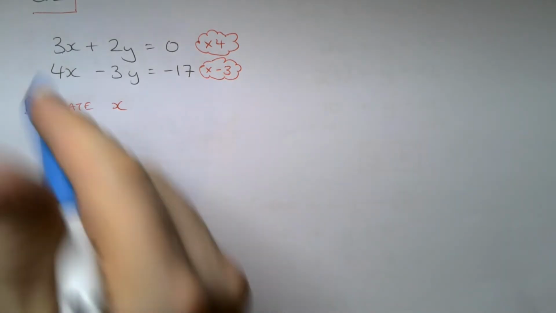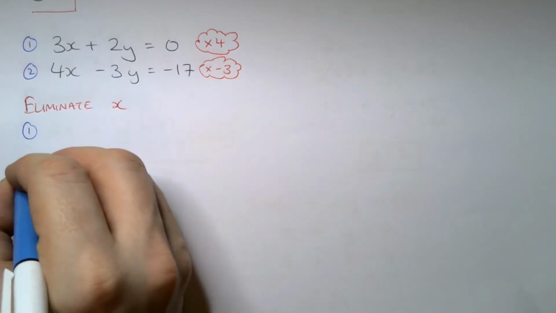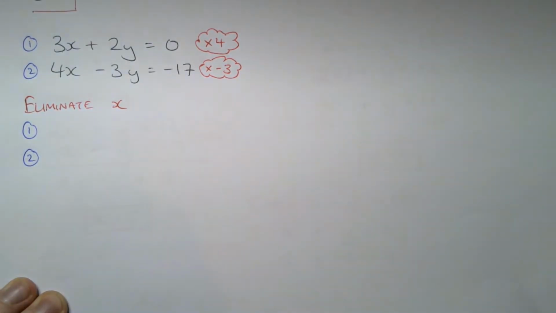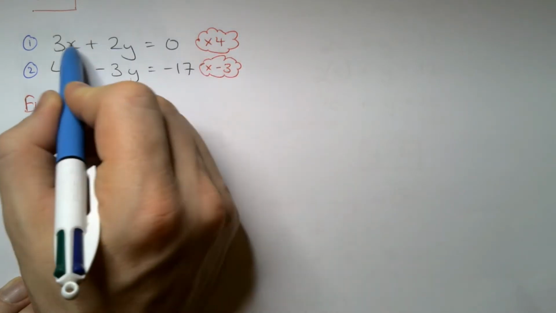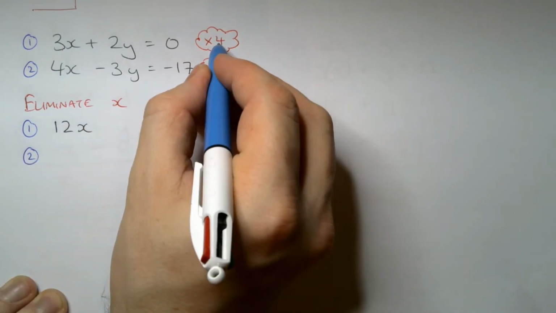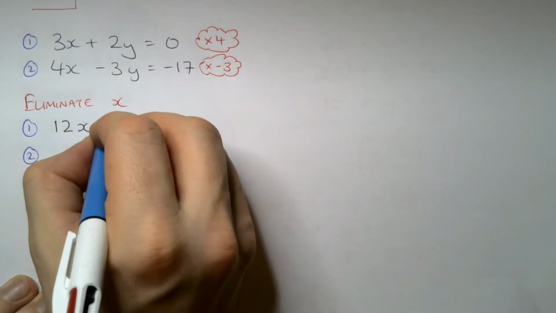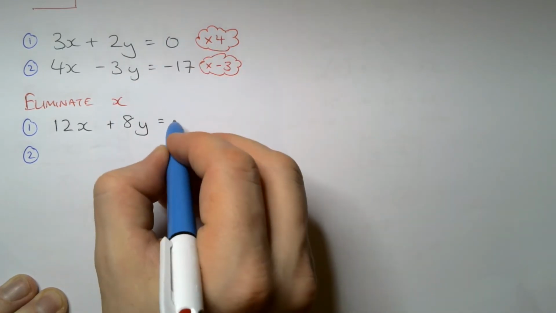So I'm going to just number my equations so I don't get lost. So there's equation 1 and 2. So I'm going to rewrite out my new equation 1 and 2. So the first one, I'm multiplying everything by 4. So 3 by 4 is 12x, and 2y by 4 is plus 8y. Be careful with this one. 0 by 4 is 0.